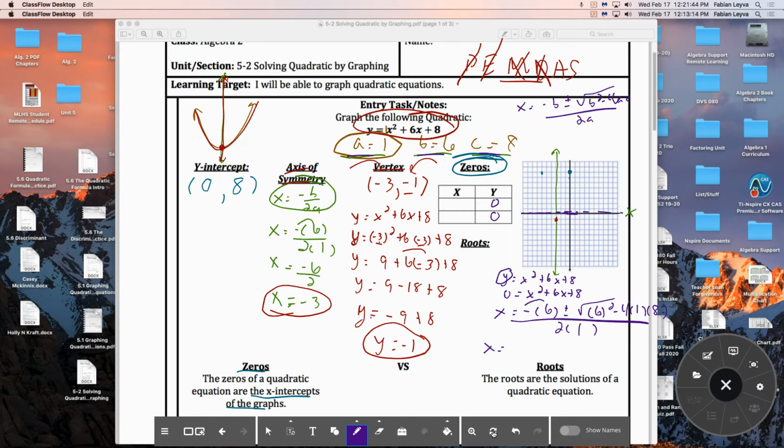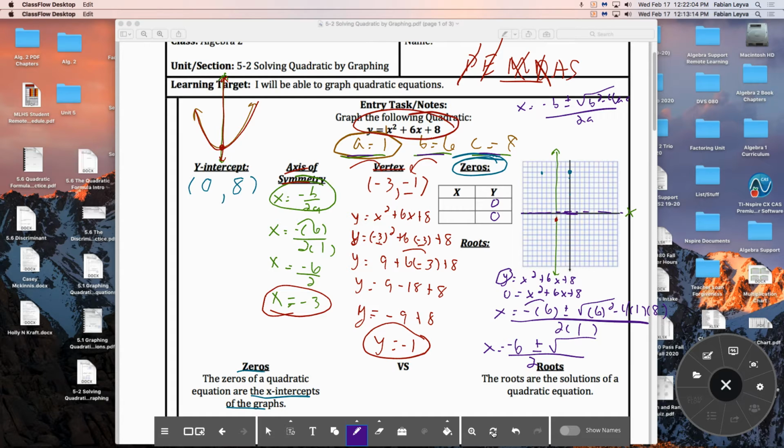A negative times a positive is a negative 6, plus or minus the square root of all that garbage, divided by 2 times 1, which is 2. Now, remember to put this in your calculator exactly the way it is so that you don't make mistakes. In this situation, I'm going to go ahead and do that.